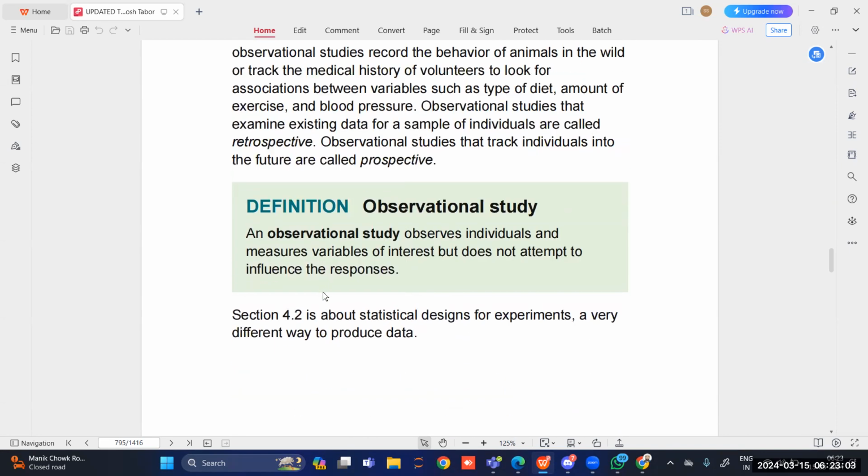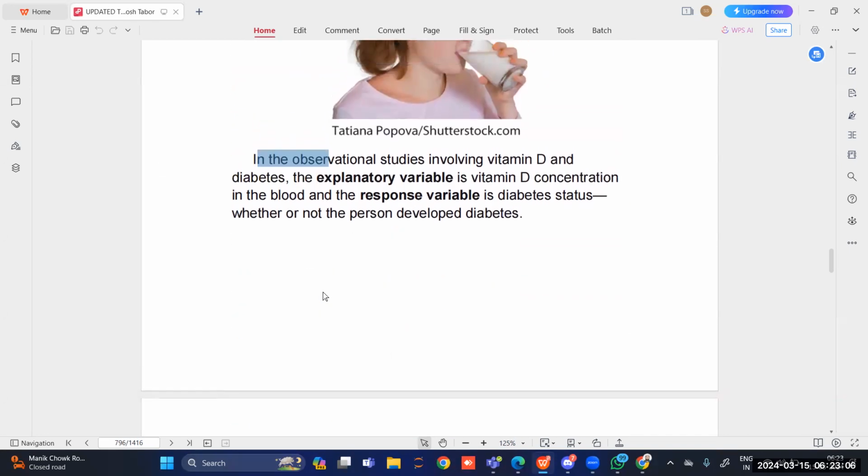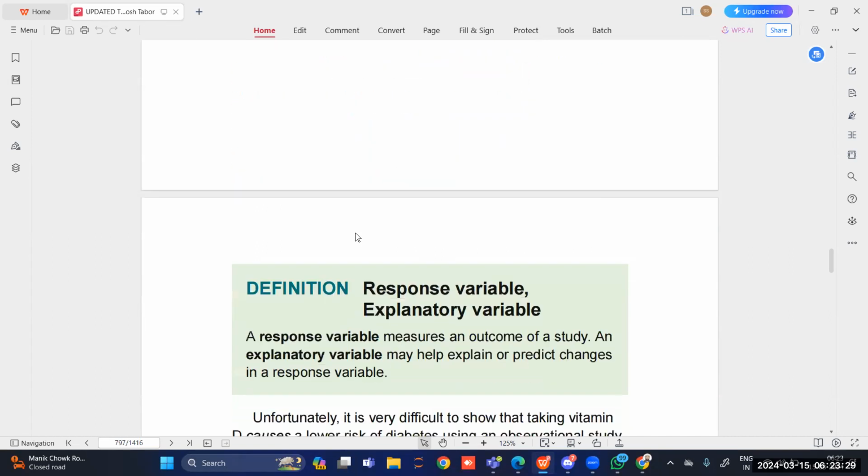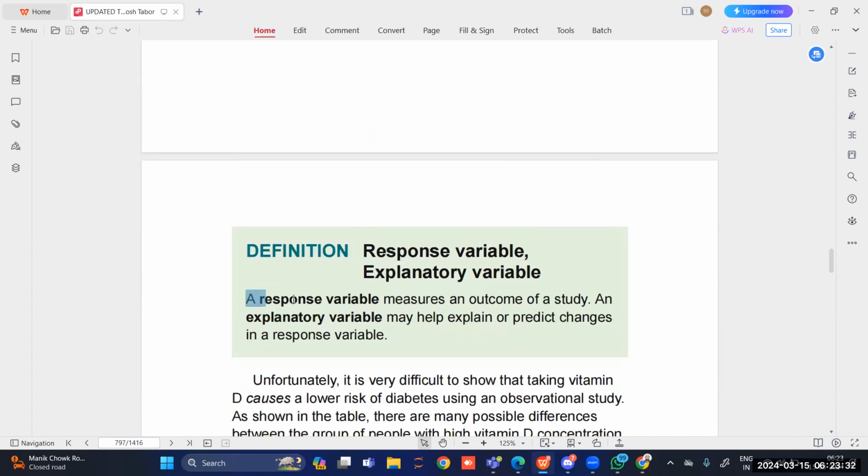I think we have not seen the definition of explanatory variable and response variable in this chapter, but we saw it in the previous chapters. In the observational study involving vitamin D and diabetes, the explanatory variable is vitamin D concentration in the blood, and the response variable is the diabetes status, whether or not the person developed diabetes. A response variable measures an outcome of a study. Generally it refers to an output of the study.